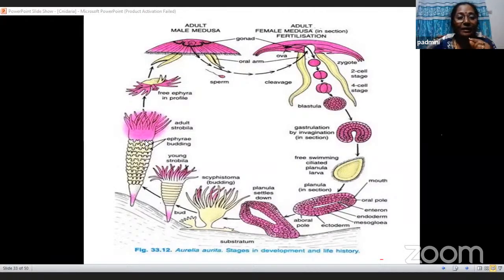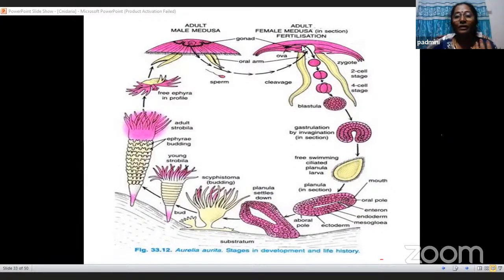and they are removed out by budding, and they are freely swimming in the water, and after some time, after some development that is going on in the ephyra, they change into an adult male or a female Aurelia. So this is the sexual reproduction. So coming again, the sperms fertilizing the ova.